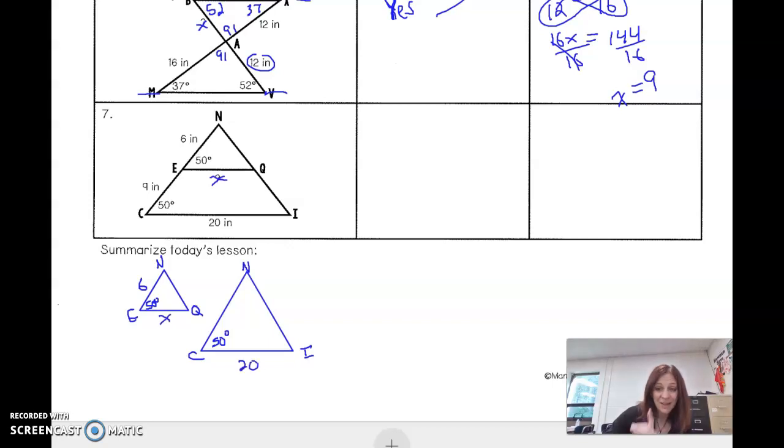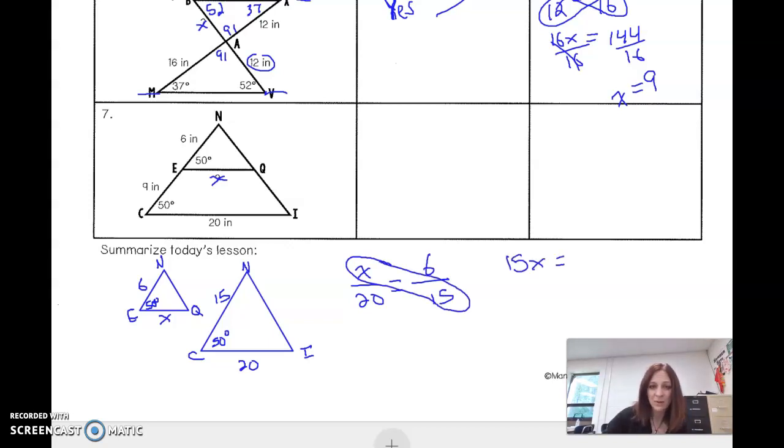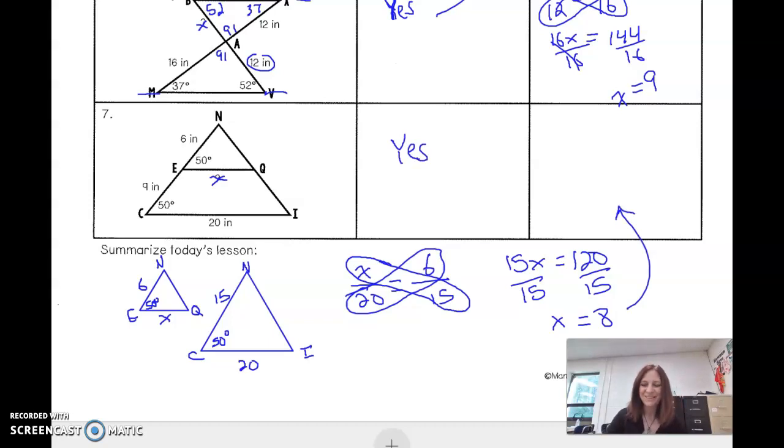Now be very careful. Hint here. This side is not 9. Remember, 9 is only part of it. This, from N to C, how far is that distance? Well, it's 9 plus 6, which is 15. Setting up a proportion, x goes to 20, and 6 goes to 15. Using our cross products, 15x equals 6 times 20, which is 120. Divide both sides by 15. X equals 8. Okay? Oh, sorry. This was a yes up here, too. And this info goes in here. All right. So setting up proportions, once we have similar triangles, we can set up a proportion to find a missing side length.